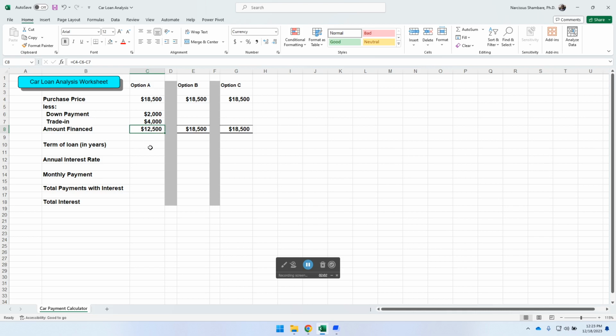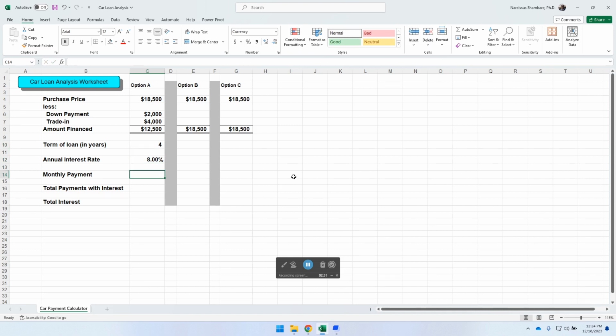Then, of course, we determine how long we want to pay this particular loan. What is the period we would want, let's say, for example, to pay this over 4 years. Okay, and then what will be the annual interest? Let's say, just for argument's sake, we say it's 8%, 0.08. Okay, and then what's going to be the monthly payment?